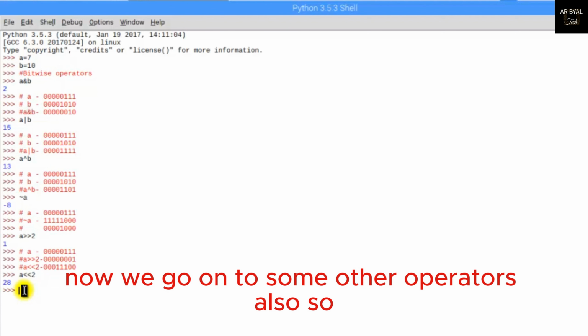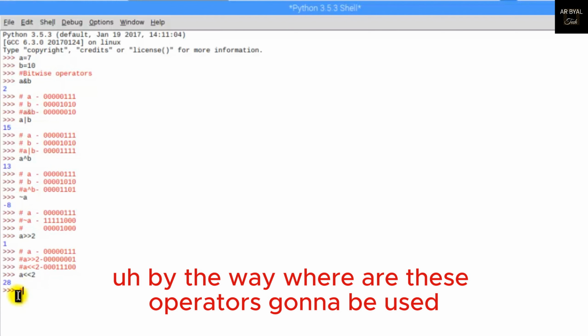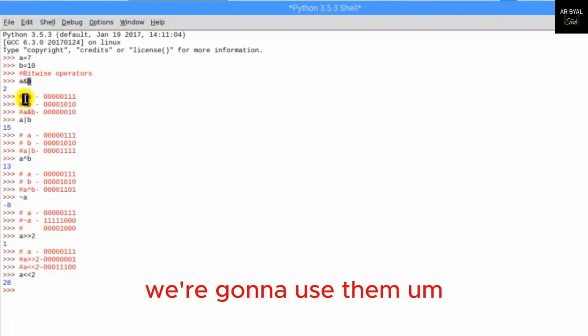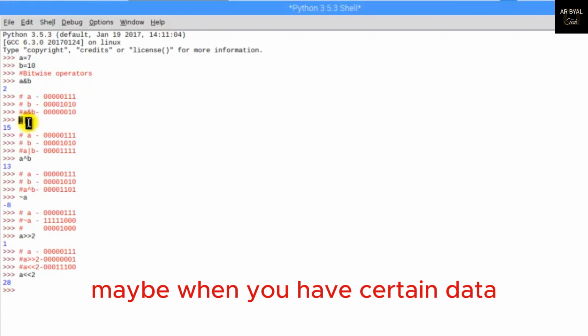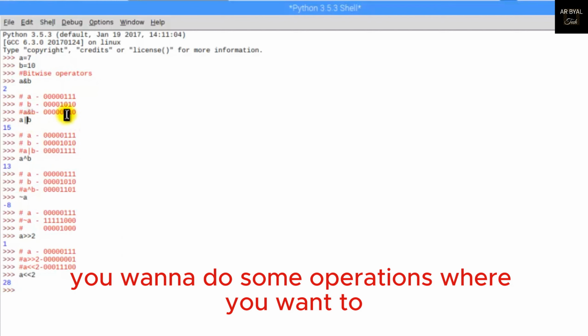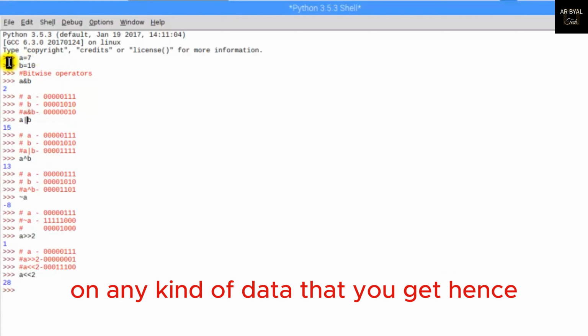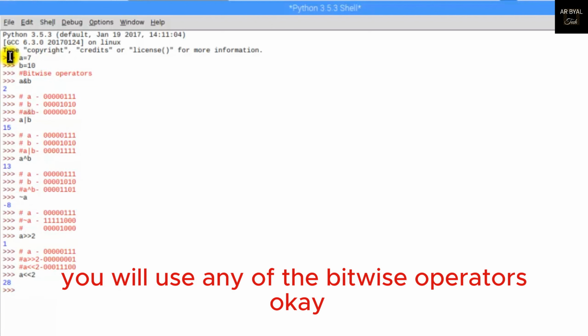Now we go on to some other operators also, so that we finish up the operators quickly. By the way, where are these operators going to be used? You're going to use them maybe when you have certain data and you want to hide a few bits, you want to show a few bits, you want to do some bitwise operations on any kind of data that you get. Hence, you will use any of the bitwise operators.